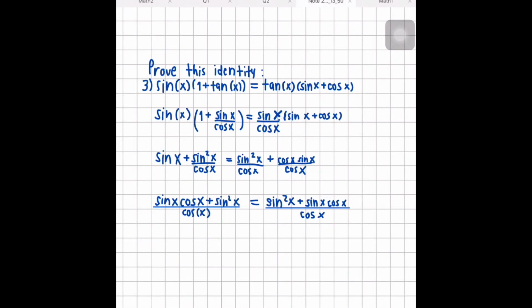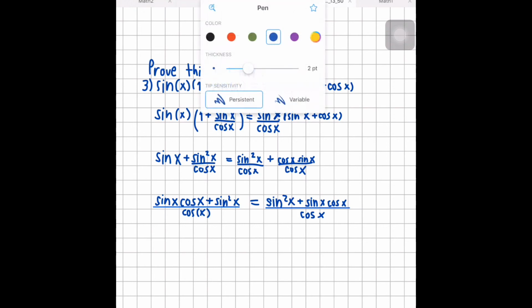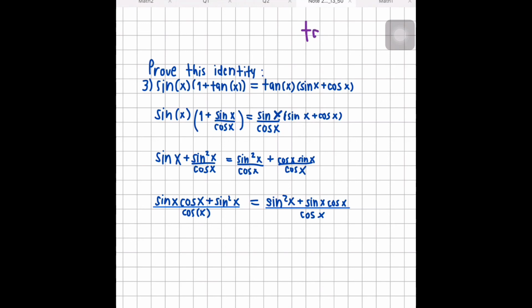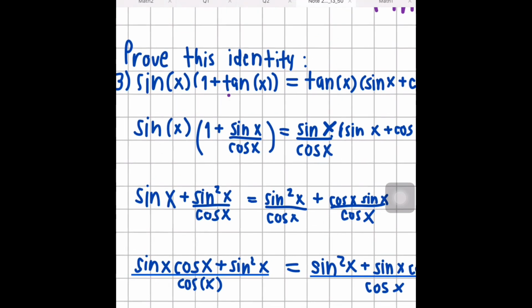For this equation, it asks to prove this identity: sin x times 1 plus tan x equal to tan x times sin x plus cos x. First, we will use the identity tan x equal to sin x over cos x. We will change from tan to sin over cos.